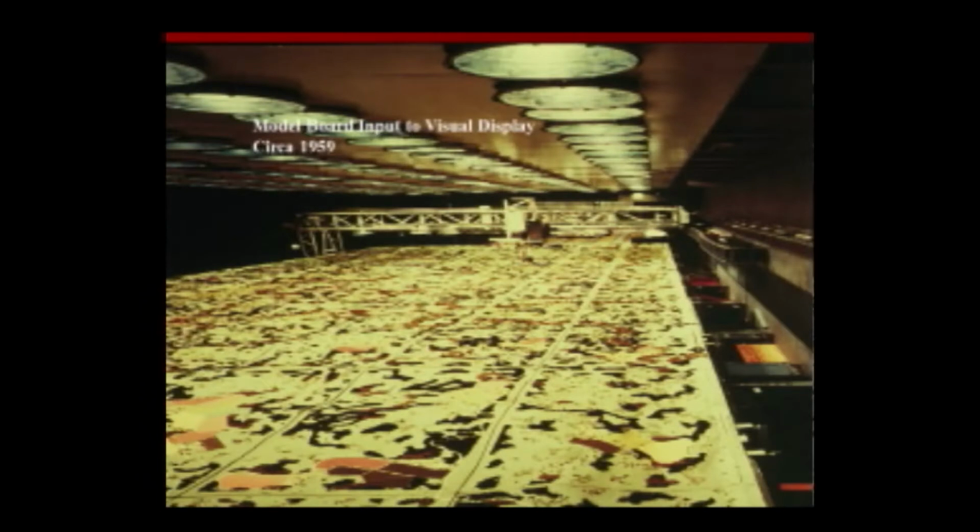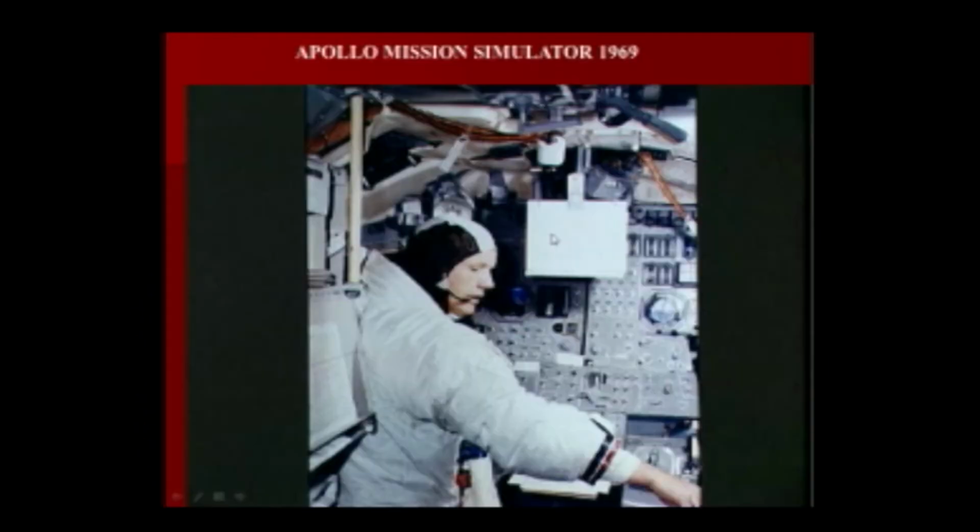We used model boards in the early days to simulate flying over landmass. In other words, that board there is made up of all little houses and rivers and factories and whatever. And a TV camera moved over the model board, as you can see with the gantry here. And so that information then was piped into a cockpit of a simulator to where the person could look out at the visual display and actually see what was down below.